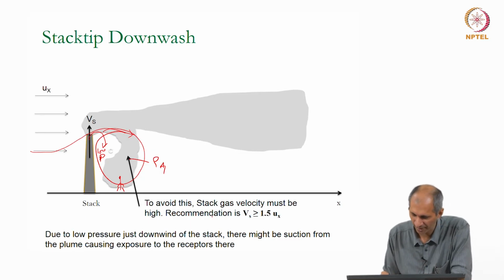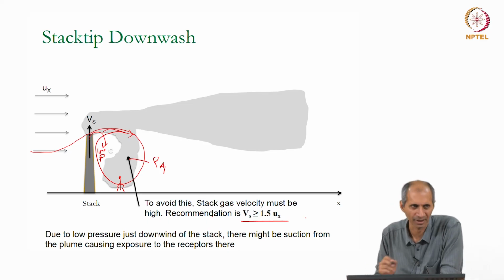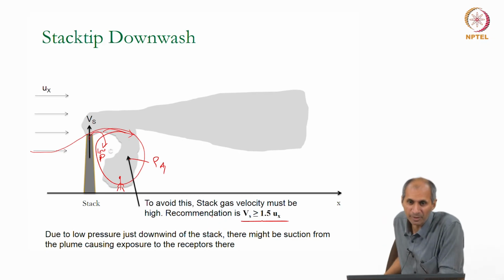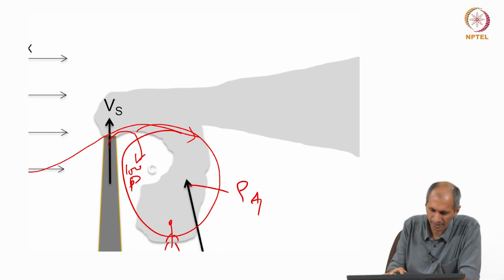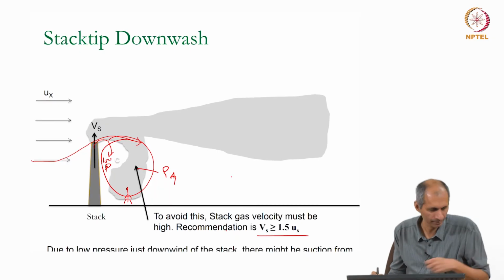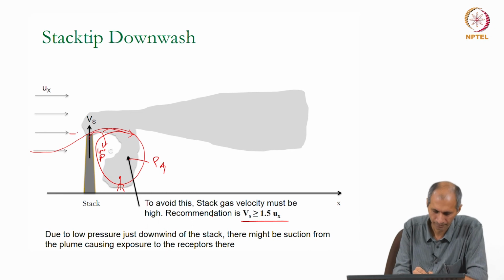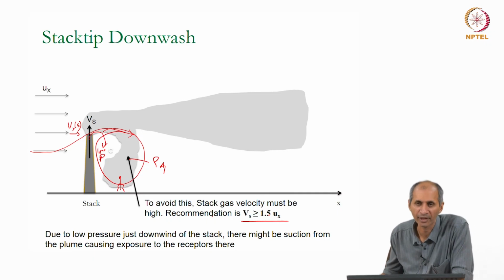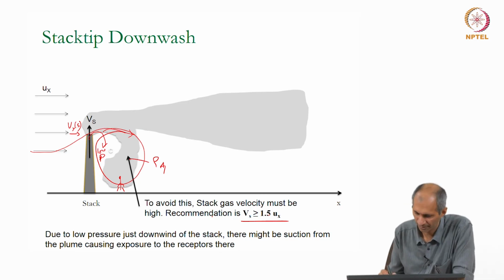So, to avoid that, people have a recommendation that the stack velocity, the gas velocity coming from the stack, must be at least 1.5 times greater than the wind speed at that point. The stack here, this is the ux at the stack. So, the ux at the stack should be greater than the wind velocity, the velocity of the stack must be 1.5 times greater, by this much.